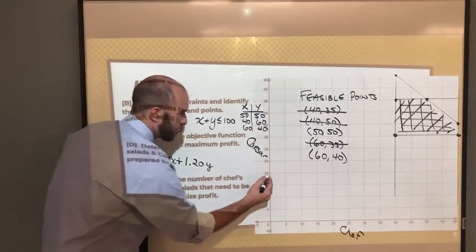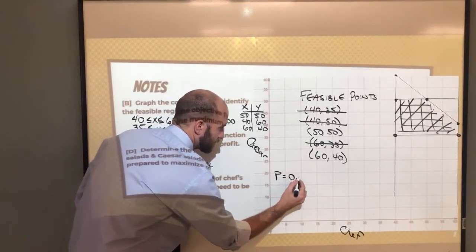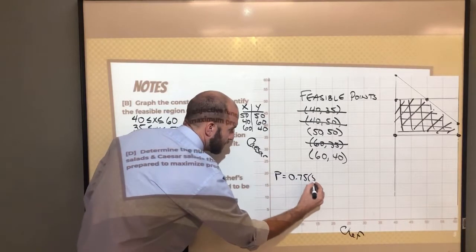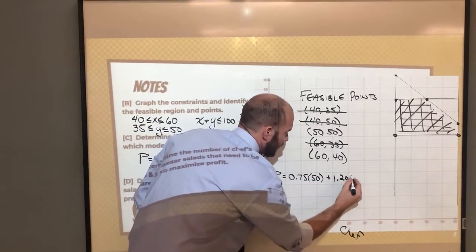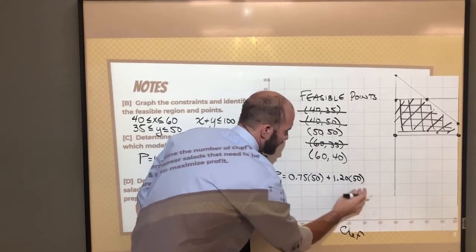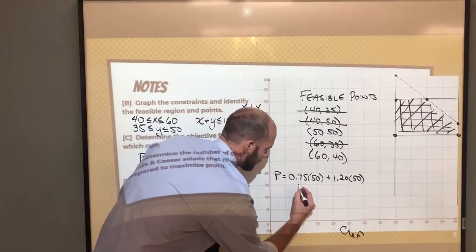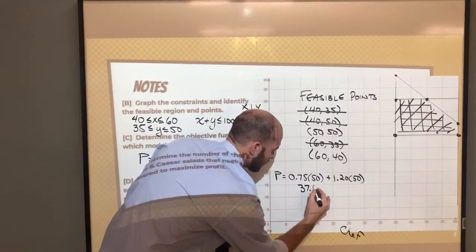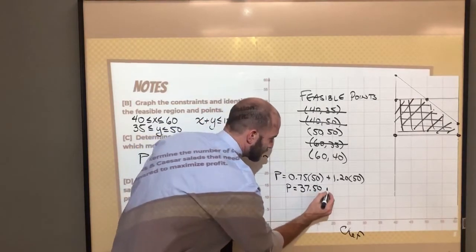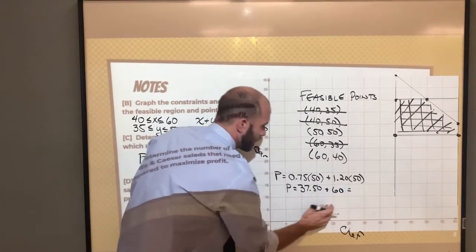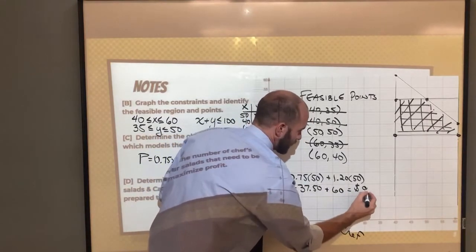So for our first feasible point, 50-50, we get the profit is equal to 75 cents times 50 chef salads plus $1.20 multiplied by 50 Caesar salads. If we work this out, it gives us $37.50. And $1.20 times 50 gives us $60. So if we add these two together, we get a profit of $97.50.